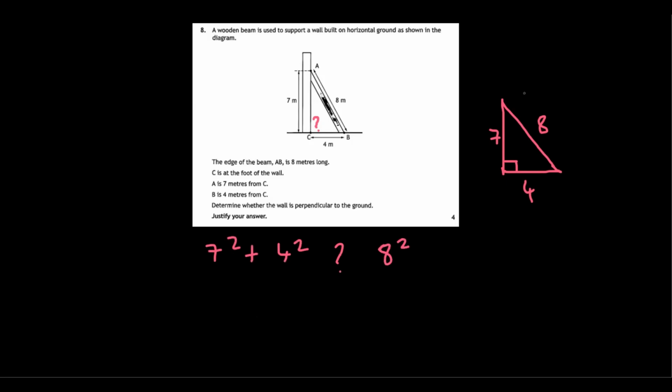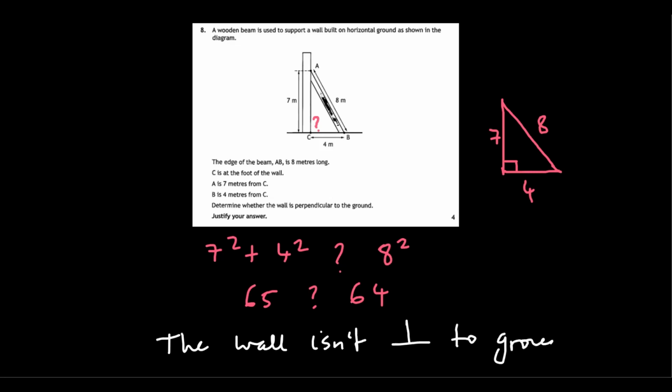So if we apply Pythagoras, that would just give 7 squared plus 4 squared, and then we put a question mark, because we don't actually know if Pythagoras holds. And then we write 8 squared. So this side would give 65, and this side is 64. So that means the two sides aren't equal, meaning Pythagoras doesn't hold. So this isn't a right angle. So to answer the question, the wall isn't perpendicular to the ground because that isn't a right angle.